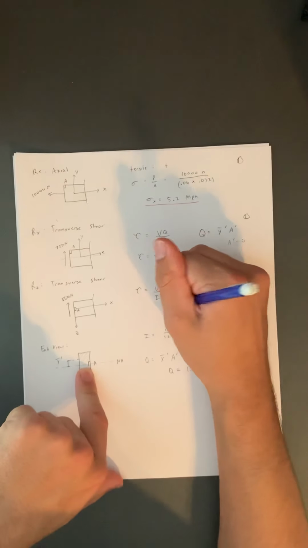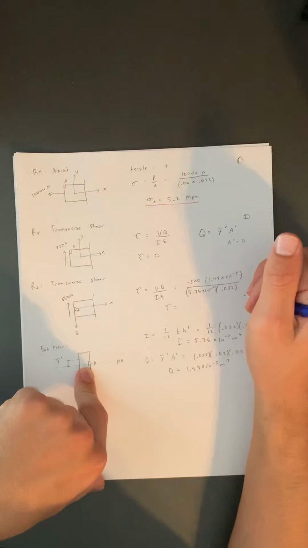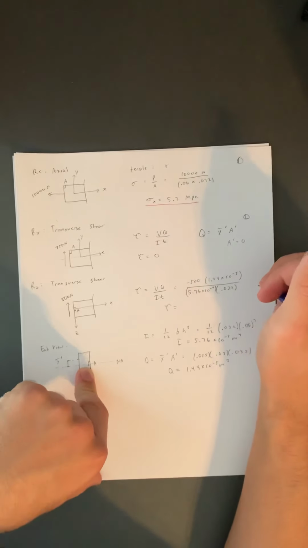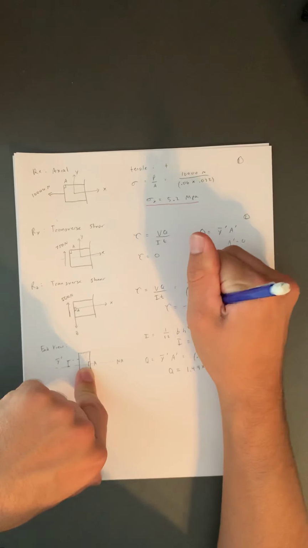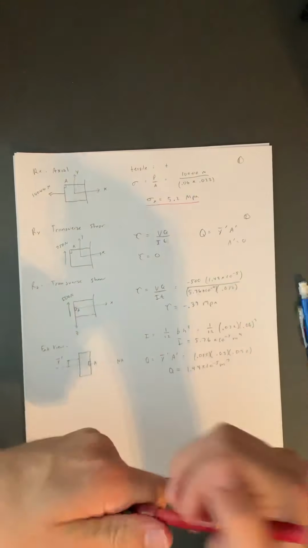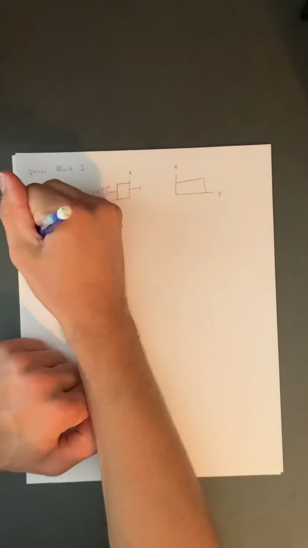And so then transverse shear comes out to be negative 390,625 pascals. So we can convert that to negative 0.39 megapascals. And so we underline that. And then we draw our stress block 3.